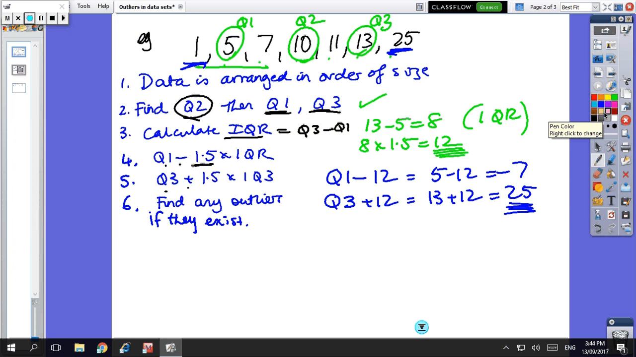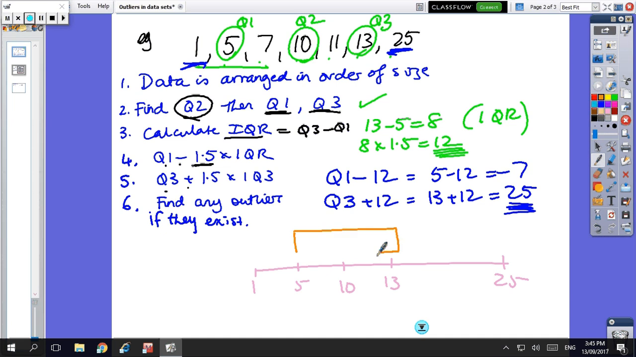If you're doing a box and whiskers, you're going to do it more accurately than me, but I'm not doing it to scale. I'm just doing this in a bit of a hurry. So we've got the box at 5, 10, 13, and the whisker going down and the whisker going up. Even though 25 looks like it's a long way away, this is not an outlier. It just scraped in, okay?